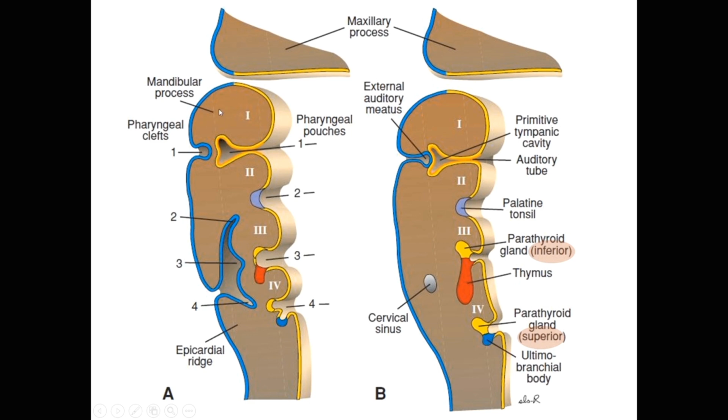The first arch that's formed in the middle here, the mesoderm, is going to form multiple structures, and this is all having to do with your mandibular stuff. So it's going to be your trigeminal mandibular branch for motor, your mastication muscles, everything having to do with that. Your mandible is all going to be formed from pharyngeal arch 1.